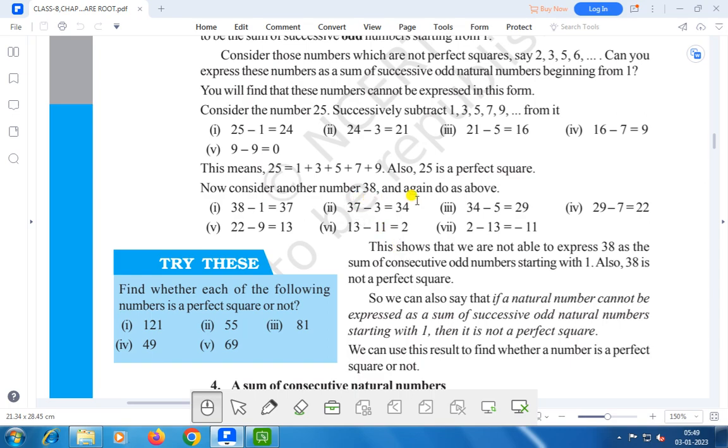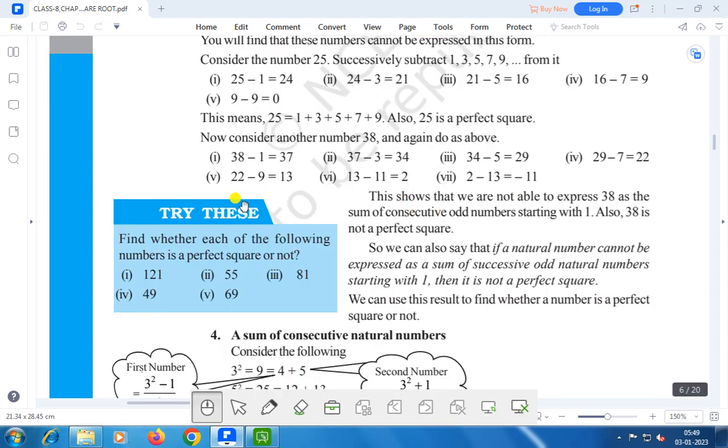Now consider another number, 38, and again do as above. 38 minus 1 is 37, 37 minus 3 is 34, 34 minus 5 is 29, 29 minus 7 is 22, 22 minus 9 is 13, 13 minus 11 is 2, 2 minus 13 is minus 11. This shows that we are not able to express 38 as the sum of consecutive odd numbers starting from 1. Also, 38 is not a perfect square.